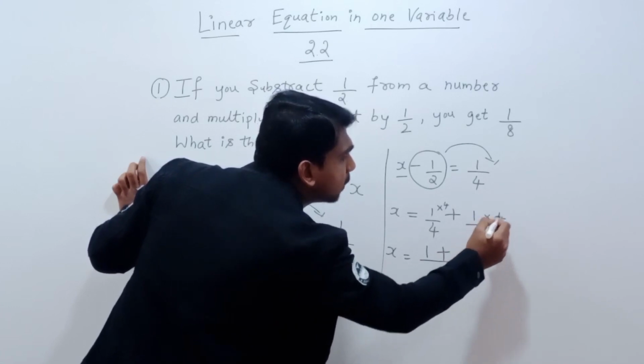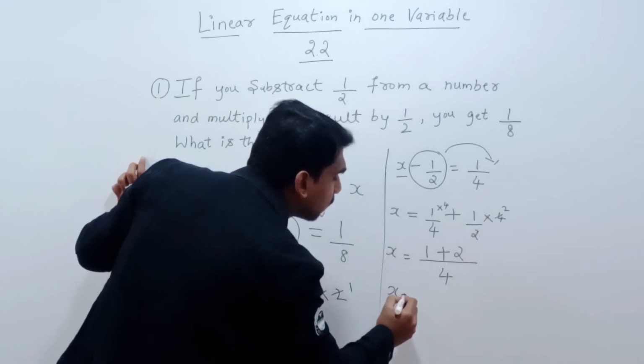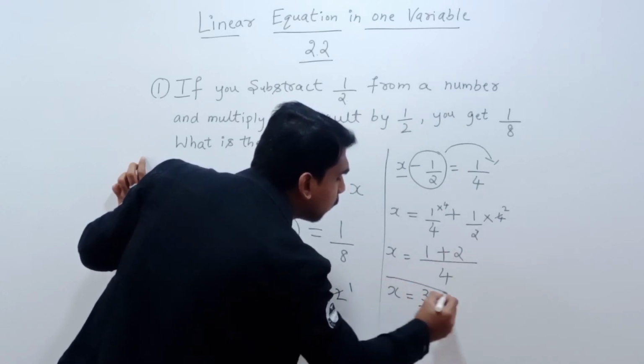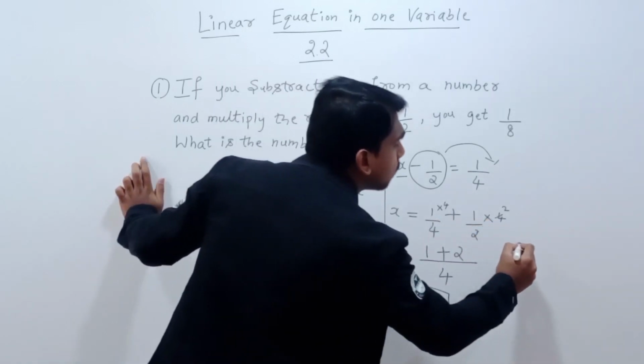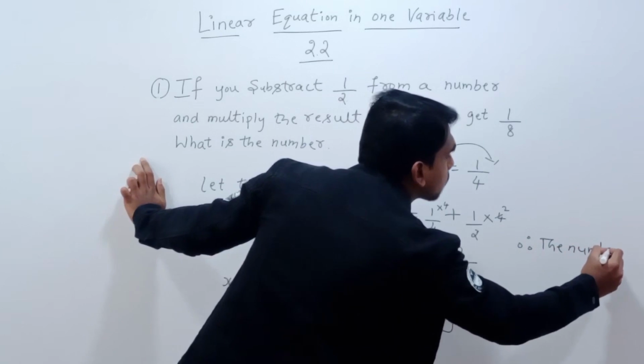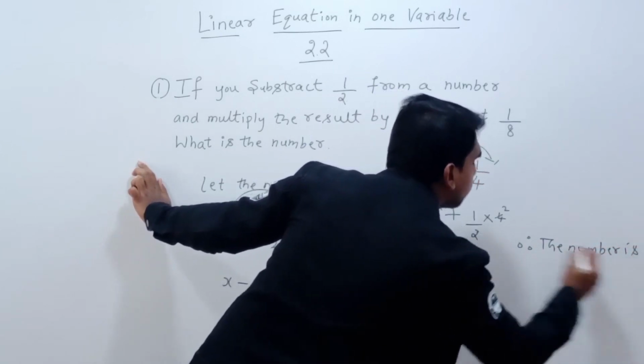Now 2 ones are 2, 2 twos are 4. 1 twos are 2. Therefore the number is x equal to 1 plus 2, which is 3 by 4. Therefore the number is x equal to 3 by 4.